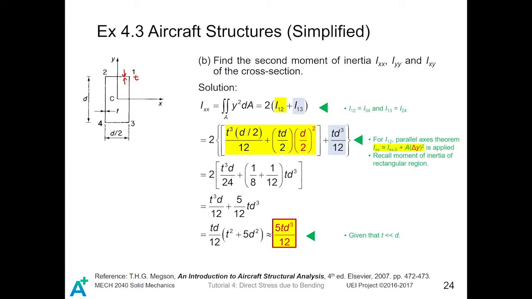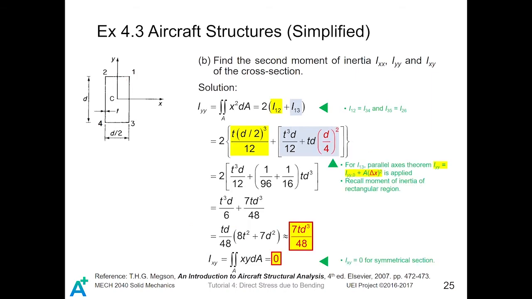For 1-3 and 2-4, they are rather similar. They are both td cubed divided by 12. Then we simplify and organize the terms to get this, but as we mentioned, t is very small in comparison to d, therefore we can neglect this term to be 0. The final answer for the moment of inertia Ixx is 5td cubed divided by 12.